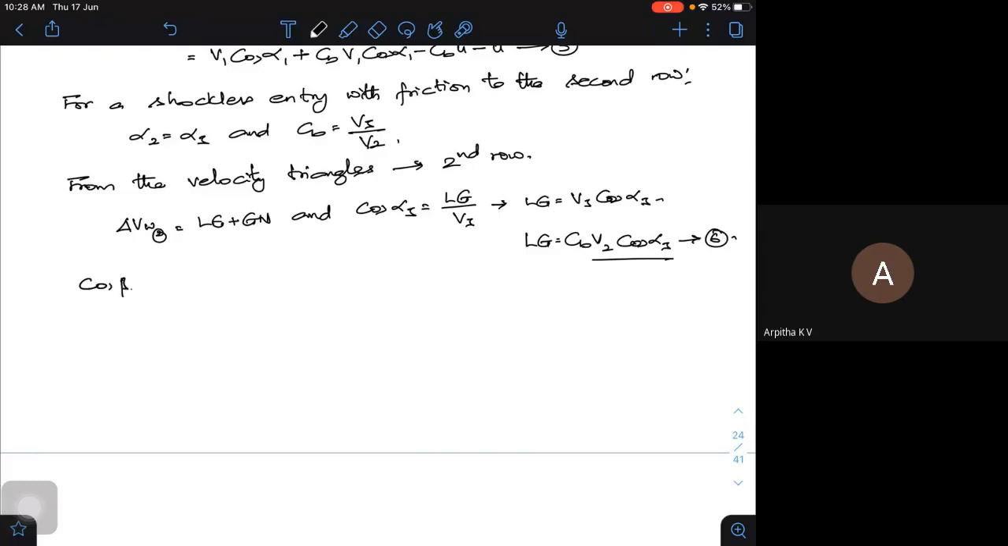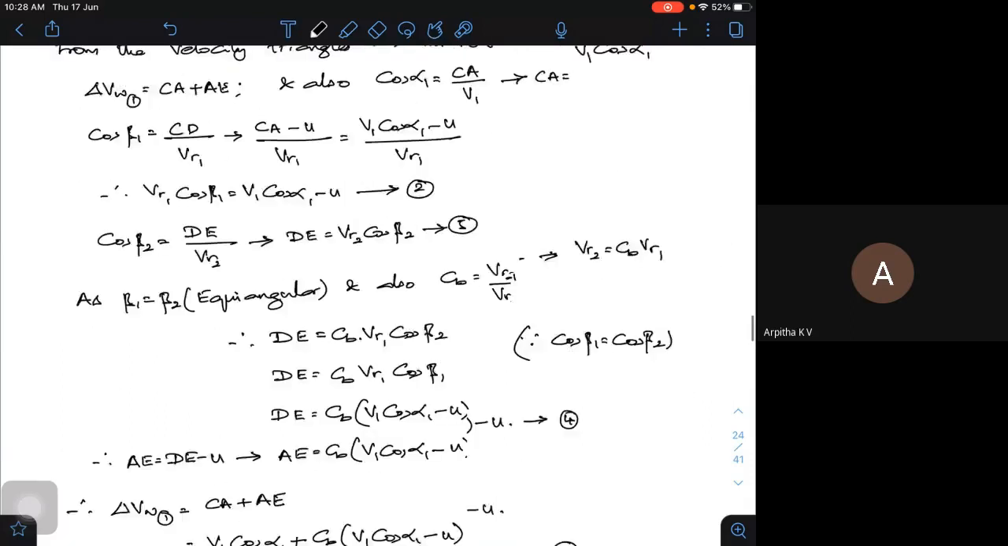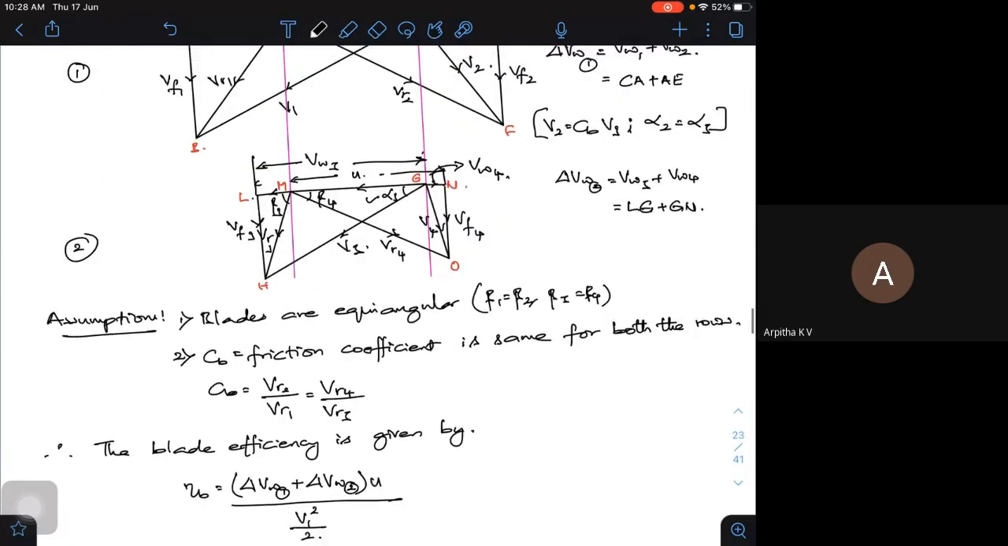cos beta 3 is equal to Lm by VR3, or Lm is equal to VR3 into cos beta 3. Okay, let me go here. So cos beta 3 is equal to Lm divided by VR3 in that way. Similarly, what is your cos beta 4? Cos beta 4 is equal to Mn divided by VR4.